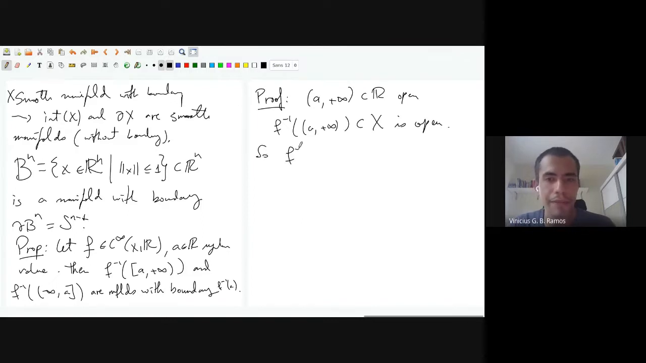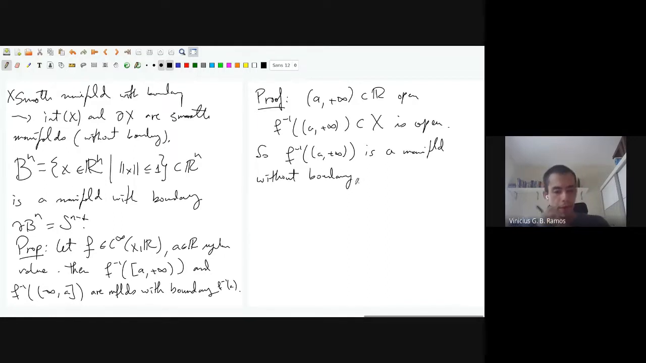So this guy here is a manifold without boundary. So what we need to do is look at the points whose image is A. So now we have to look at what really happens for the points that are in the preimage of A. And we have to show that for these points, we actually can find a chart that takes values in Hn.